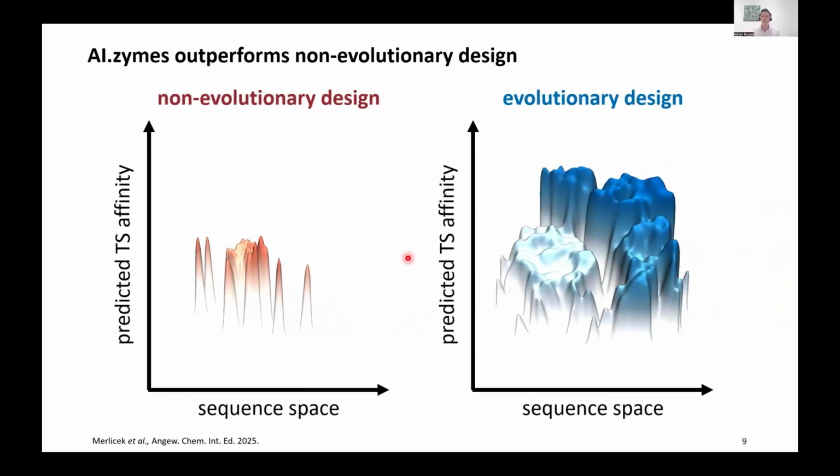However, once we do evolutionary design, we can really see the strength of AI.zymes in gradually traversing the fitness landscape and enhancing fitness. So not only are we exploring a much larger range of the fitness landscape, but we're also getting much higher values in this case for the predicted transition state affinity.